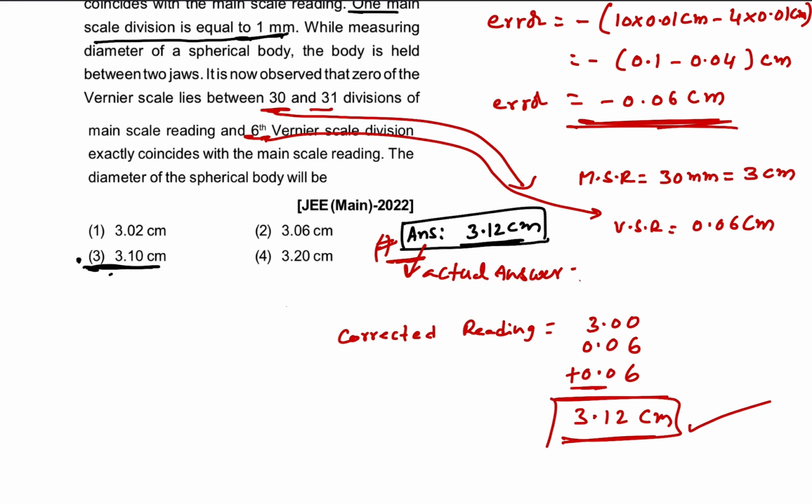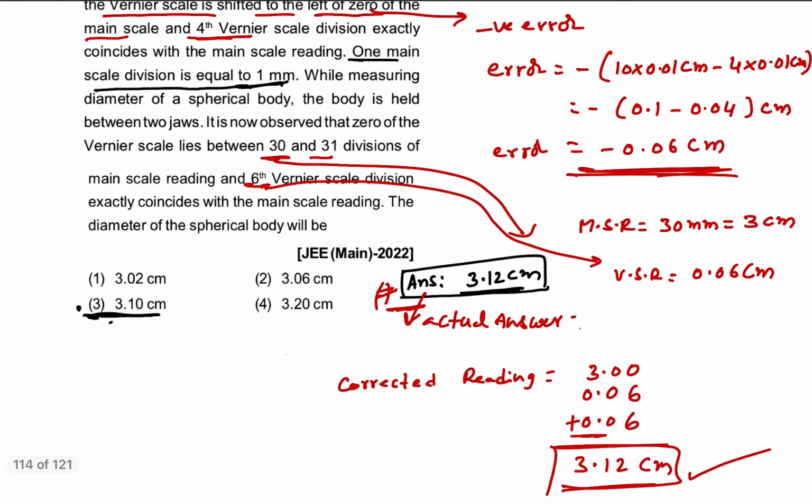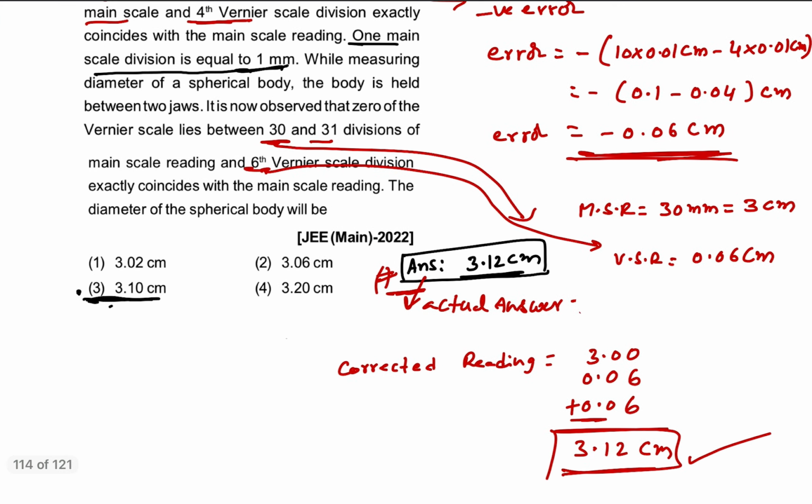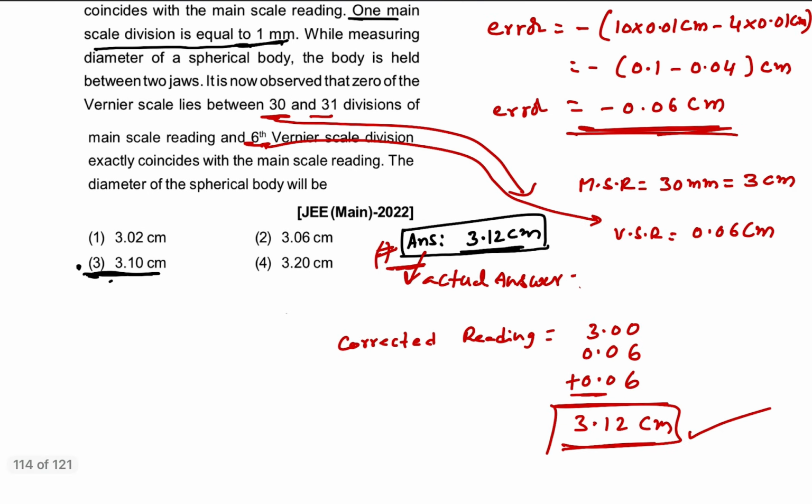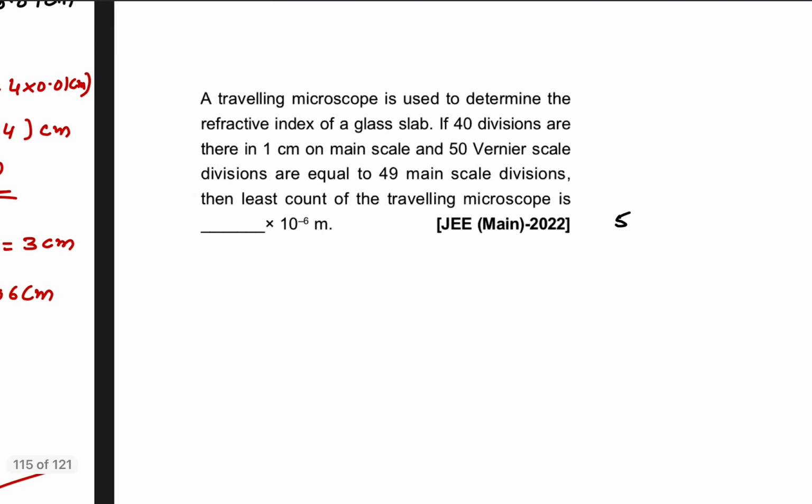If you write 0.04 now, instead of minus 0.06, if you take minus 0.04, that time you will get 3.10, which is absolutely wrong. Kindly keep in your mind. At the start of the diagram I also showed that animation. In that animation, whenever the sixth division is coinciding, we have to write error is minus 0.04. Whenever the fourth division is coinciding, for the negative zero error, you have to write minus 0.06. Kindly keep in your mind.